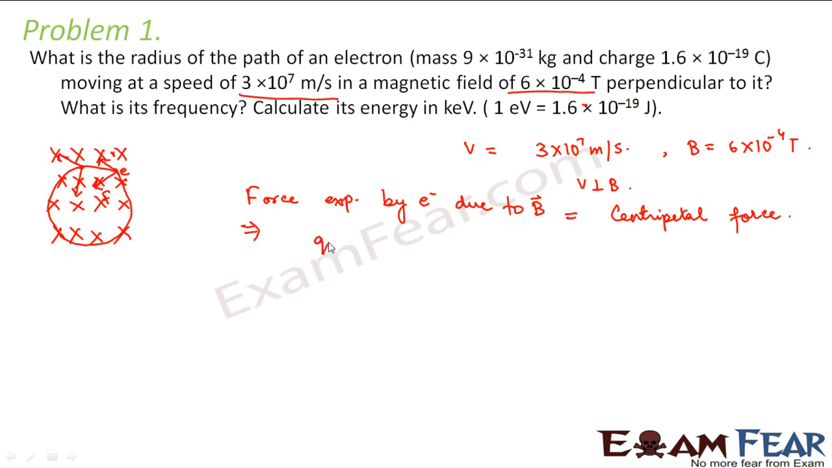So what is the force experienced by the electron? It is Q into V cross B, and centripetal force is mv square by r. Now V cross B is VB sine theta, and theta is equal to 90 degree. So this will be QVB is equal to mv square by r. So V and V will get cancelled. So you get R is equal to mv divided by QB.